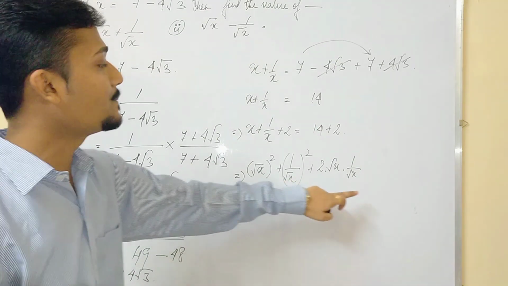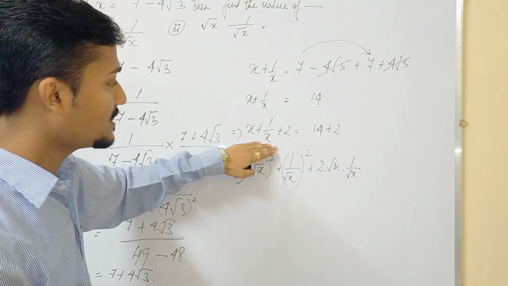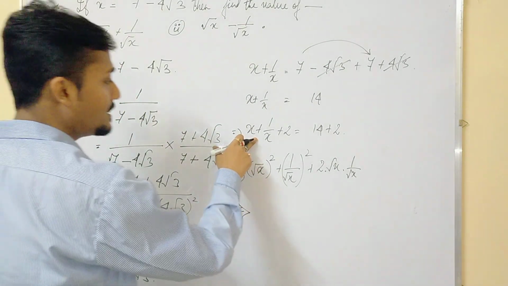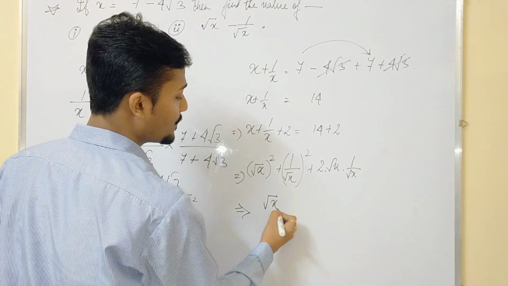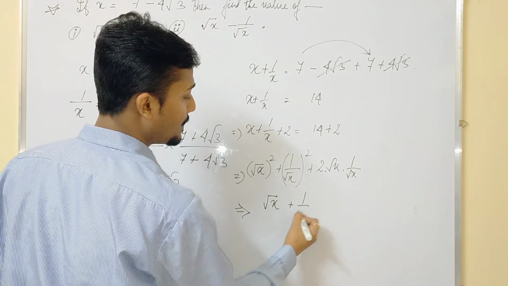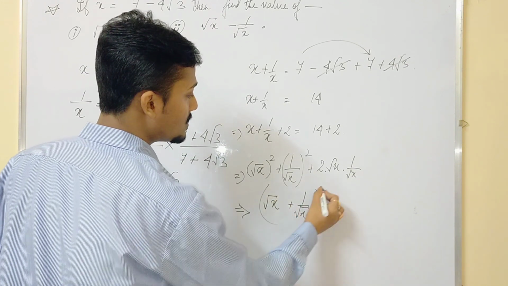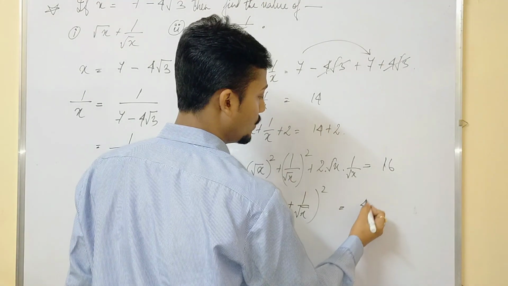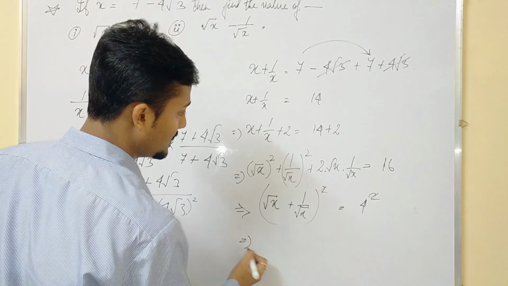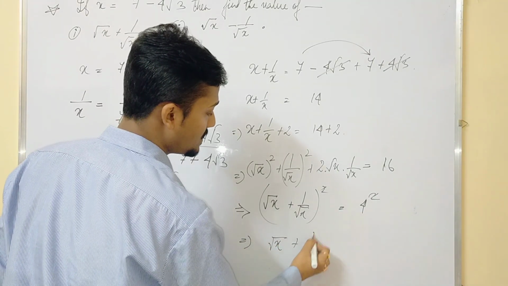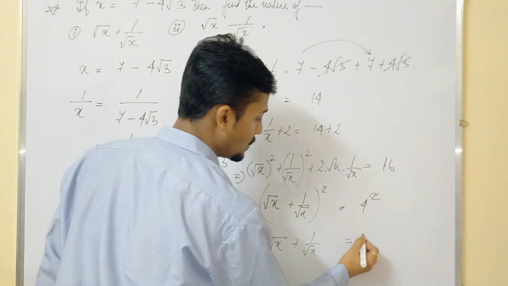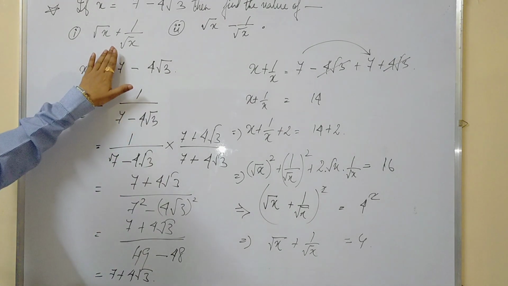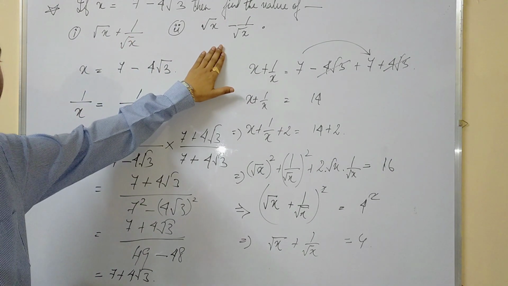The reason for expressing this expression in this form is that when I represent it in this form, I get root over x plus 1 by root over x whole square. This will be equal to 16, which is equal to 4 square. Square cancels, so root over x plus 1 by root over x is equal to 4. Is that clear? This question I have solved. The other you will try on your own.